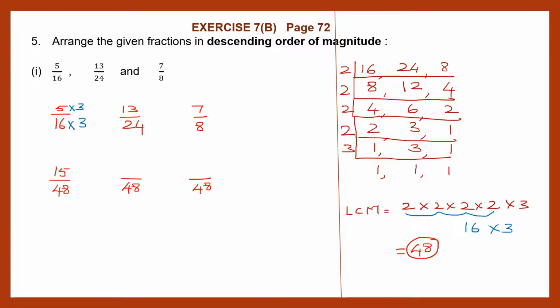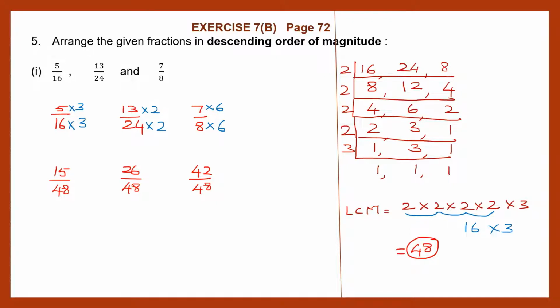We'll go on to the second fraction. 24 into what is 48? 24 twos. So 13 twos are 26. Going on to the third fraction. 8 into what is 48? 8 sixes are 48. So let's multiply 7 also by 6. 7 sixes are 42.